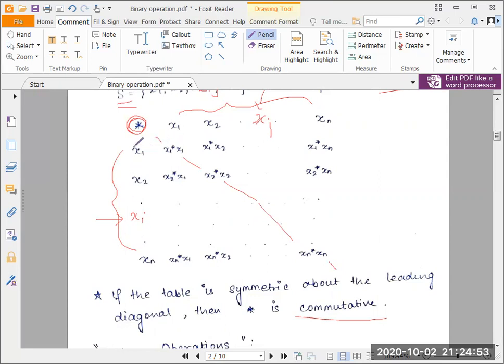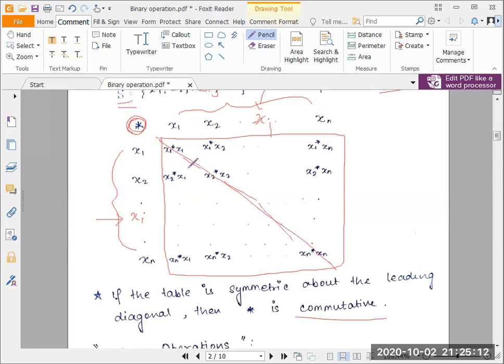So of course, since it has n columns and n rows, this portion will be a square, so I can easily form a diagonal from this portion. And what I do is, this is the diagonal. So this diagonal consists of elements like x1 star x1, x2 star x2, x3 star x3, and xn star xn, so on and so forth.